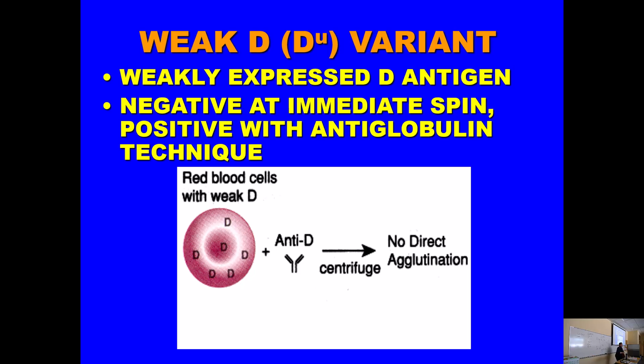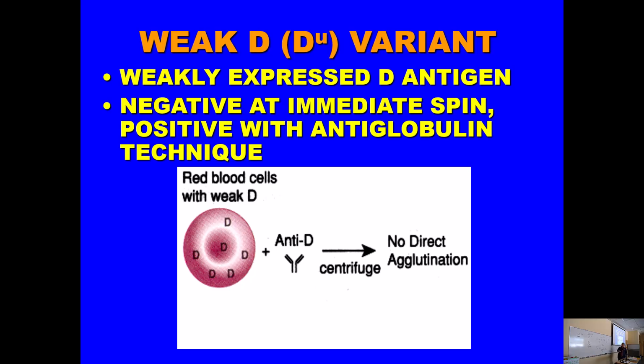Weak D variants, running out of time. Weakly expressed D antigen. A lot of times what happens, they look negative at immediate spin. We let it go. If they look negative at immediate spin, we treat them as Rh negative and we give them Rh negative blood. However, with donors and with babies, we can't do that because if they had a weak positive Rh positive, it could create a big problem.